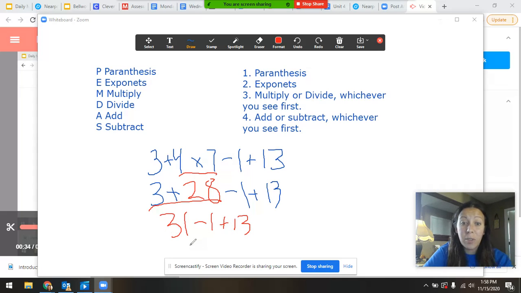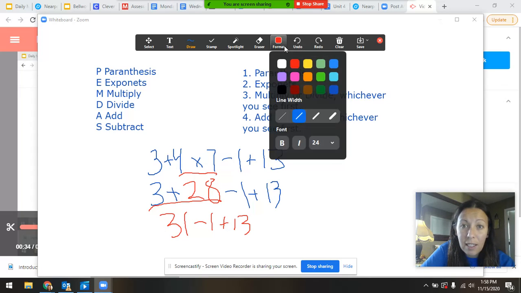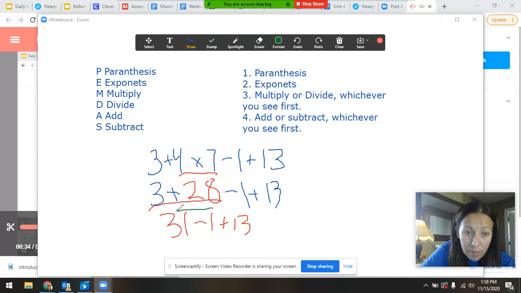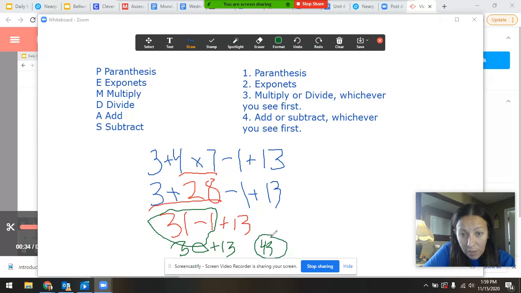All right, now I've got subtraction and addition left, but which one do I see first? I see my subtraction first, right here. So I have to do this first. 31 minus 1 is 30. And then bring this down. And 30 plus 13 is 43. So my answer is 43.